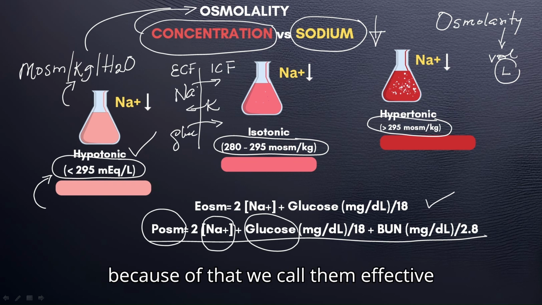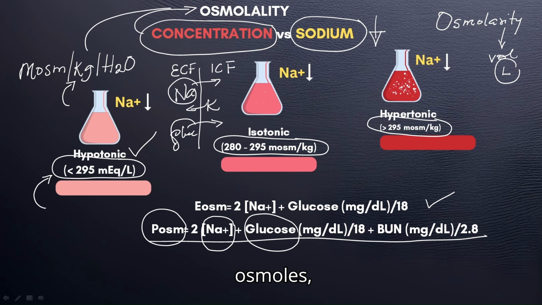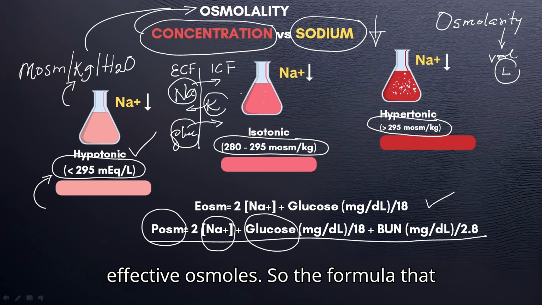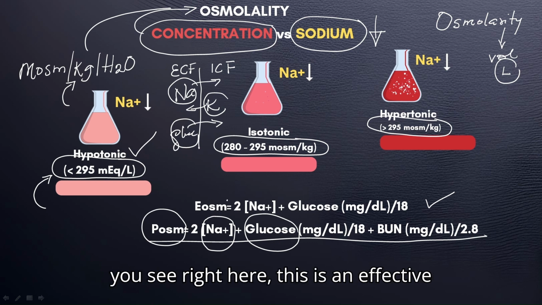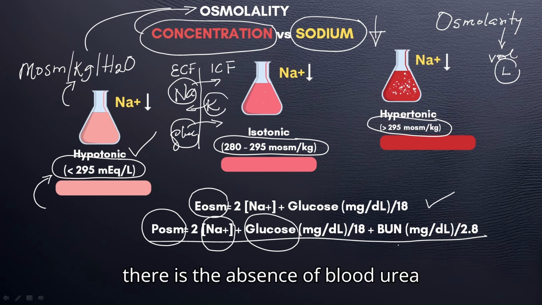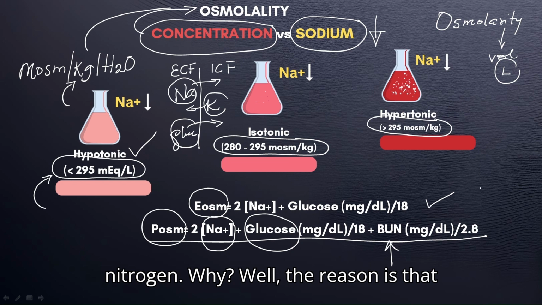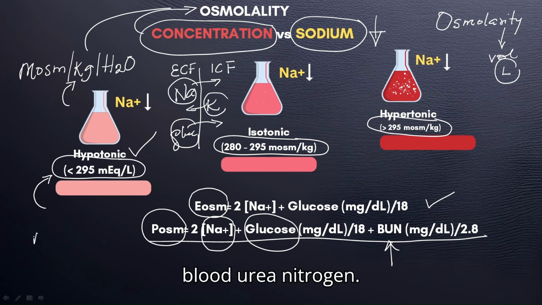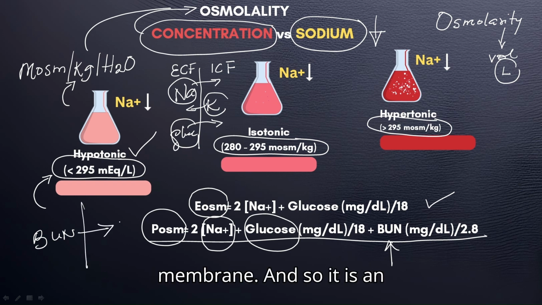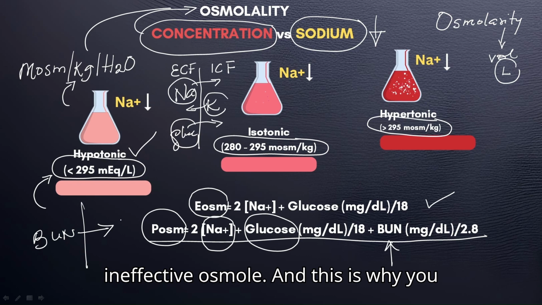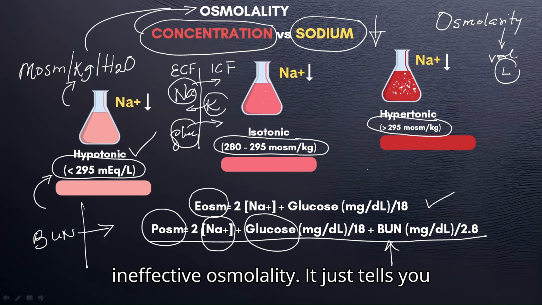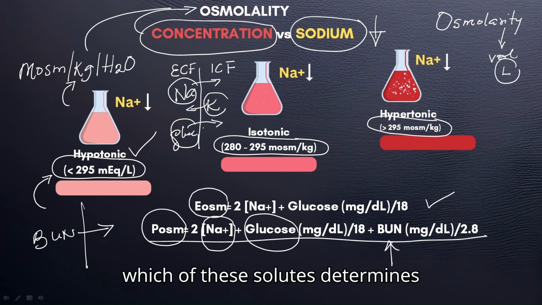So because of that, we call them effective osmoles. Potassium, sodium, and glucose, they are effective osmoles. So the formula that you see right here, this is an effective osmolality. And as you can see, there is the absence of blood urea nitrogen. Why? Well, the reason is that blood urea nitrogen would rather freely cross the membrane. And so it is an ineffective osmole. And this is why you hear of effective osmolality as well as ineffective osmolality. It just tells you which of these solutes determines tonicity.